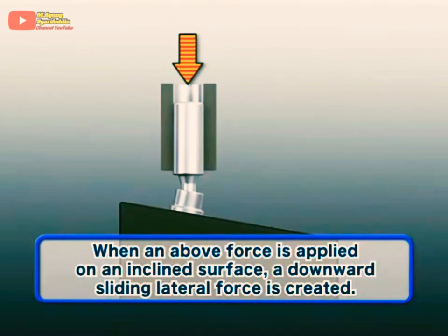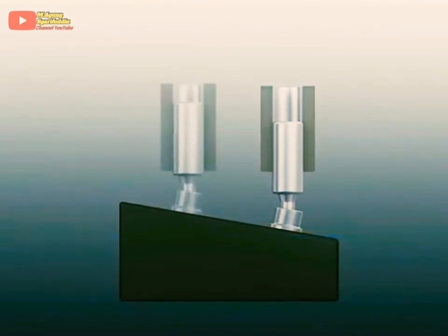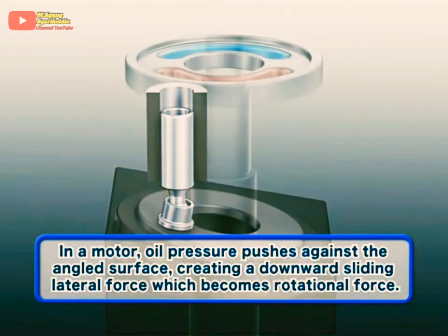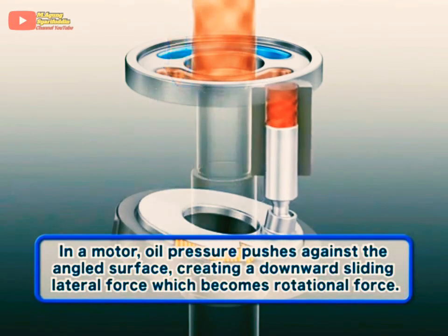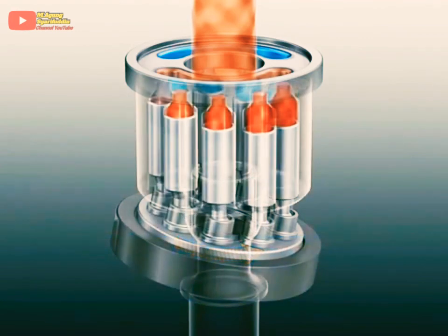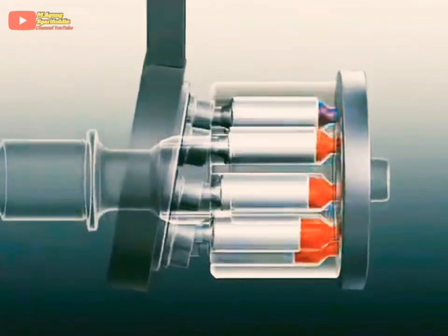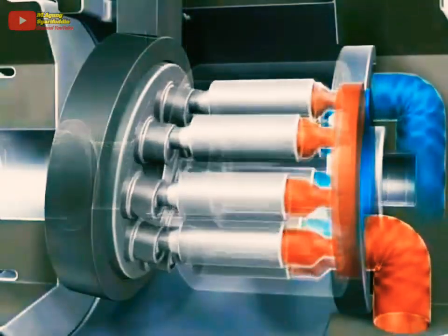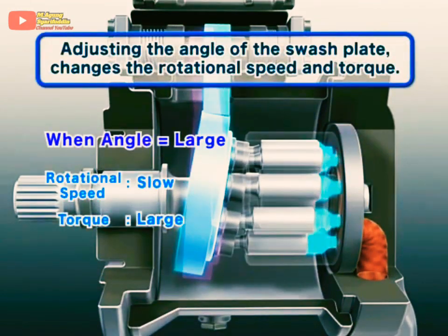In general, when a force is applied from above on an inclined surface, a lateral force is created, sliding the object downward. In a variable plunger motor, the pressurized hydraulic oil creates this lateral force by using the cylinder and plunger. When cylinders are placed in a circular pattern around a shaft, a continuous downward lateral force is created. This creates a rotational force. By adjusting the inclination of the swash plate, the rotational speed and torque can be adjusted.